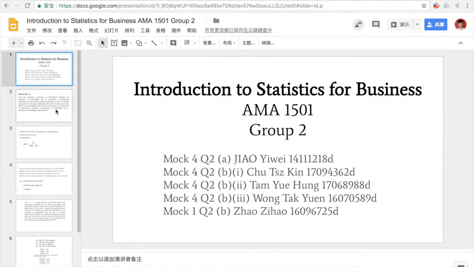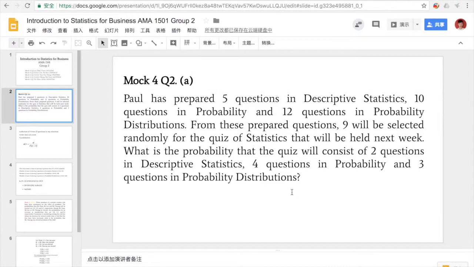For my part, the question is: Paul has prepared 5 questions in descriptive statistics, 10 questions in probability, and 12 questions in probability distributions. From these prepared questions, 9 will be selected randomly for the quiz of statistics that will be held next week. What is the probability that the quiz will consist of 2 questions in descriptive statistics, 4 questions in probability, and 3 questions in probability distribution?